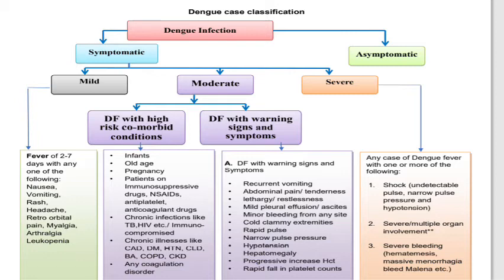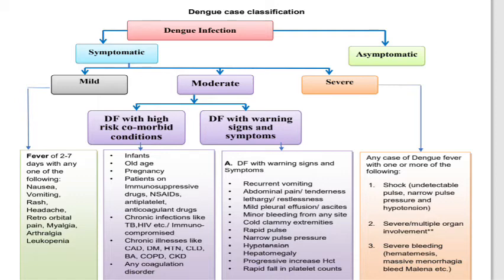Coming to the dengue case classification, dengue infection can be either symptomatic or asymptomatic. In case of the symptomatic patients, it can be mild, moderate, or severe. Now, in case of mild dengue infection, we have fever of 2 to 7 days with any one of the following, which includes nausea, vomiting, rash, headache, retroorbital pain, myalgias, arthralgias, and leukopenia.